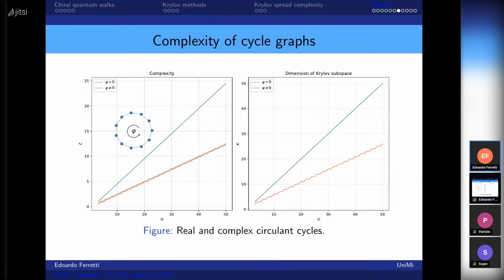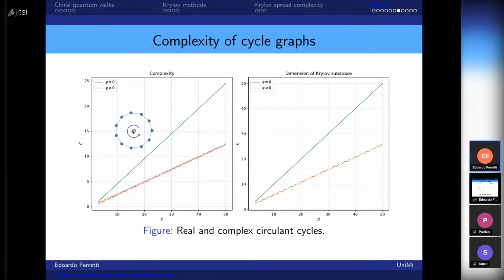So we see that this one gives the results for real graphs. It zigzags like this because there's a slight difference whenever the chain length is even or odd. But up to this, we see that complexity is not very high. I mean, they both grow linearly. This does not change, but is much less than in the phase scenario.